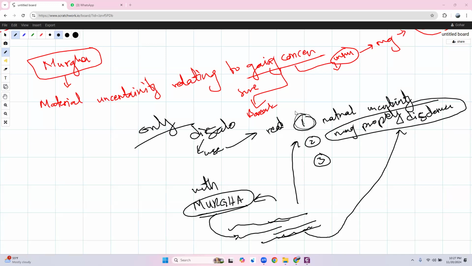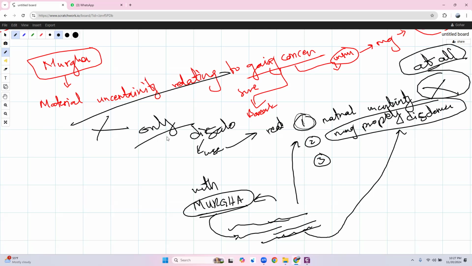The question I want you to ask me is: sir, what if the management has not given a proper disclosure, or the management has not given a disclosure at all? There is no disclosure, or the disclosure is not proper. What do we do then? Do we still add a Murga paragraph? No. Remember this condition. Murga paragraph is only added within the audit report to emphasize the disclosure that is properly given by the management. So if the disclosure is not proper or it is not given, Murga paragraph will not be added.